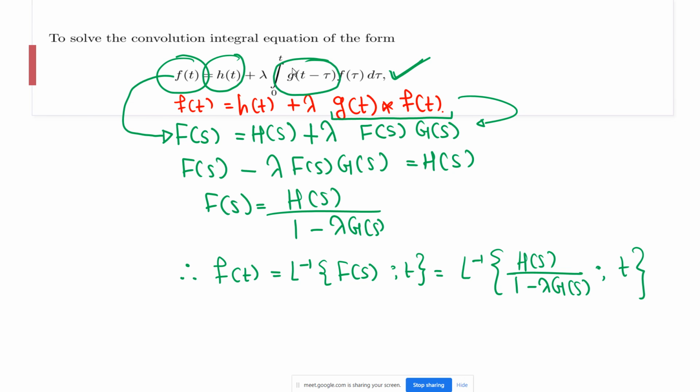Is it okay? I just request you to note down this slide because this is one of the important things. In the last 4 years, in 2 years they asked a question on solving a convolution integral using Laplace. So this is one of the interesting questions they ask. If you are done writing, please let me know in the chat box.